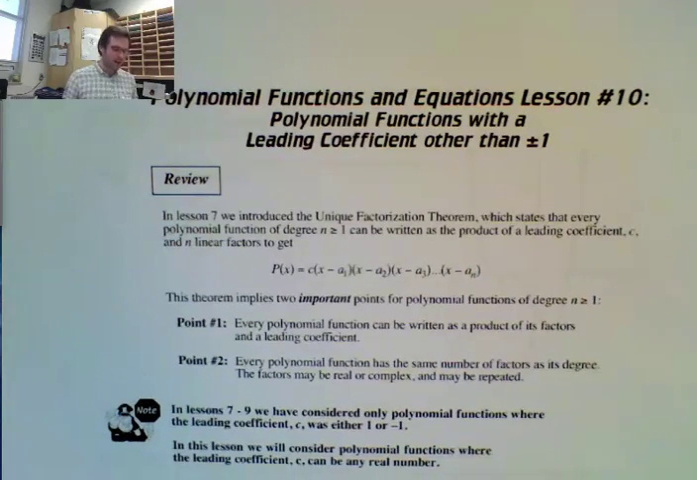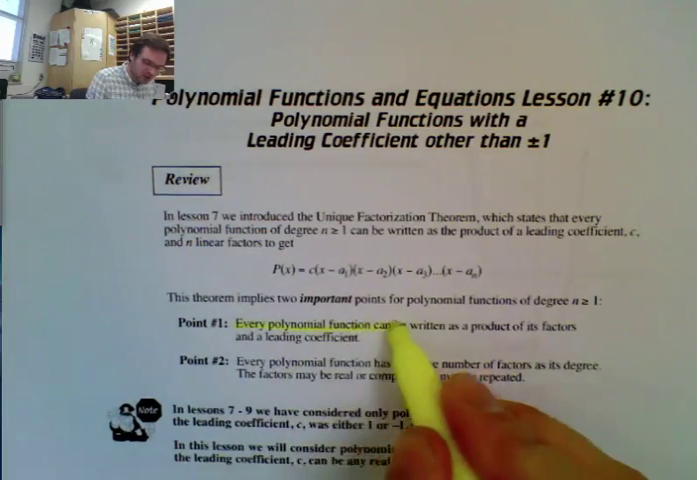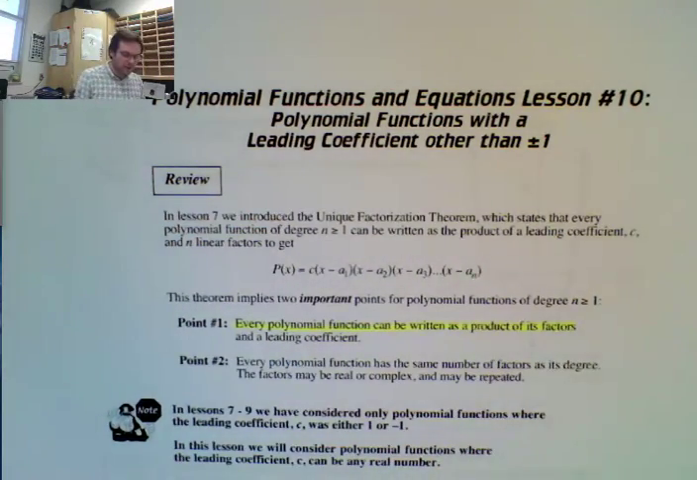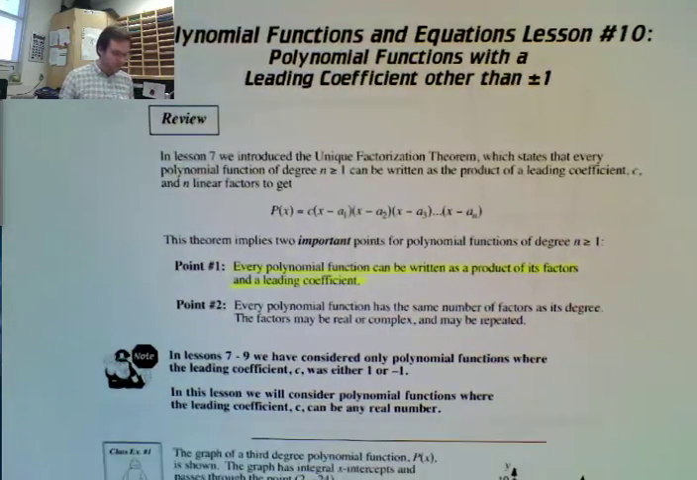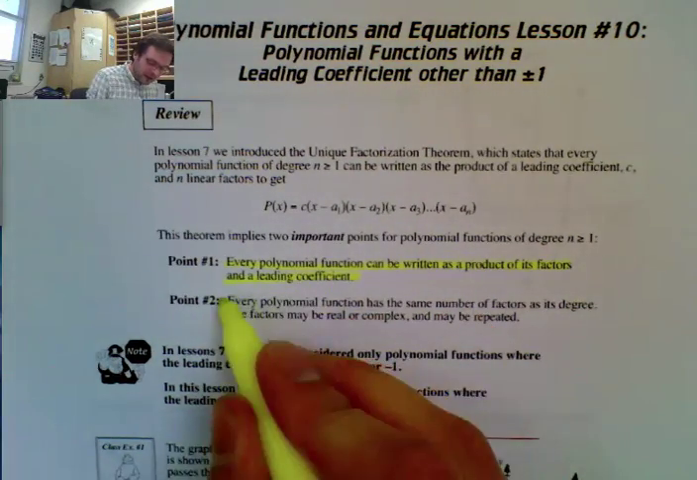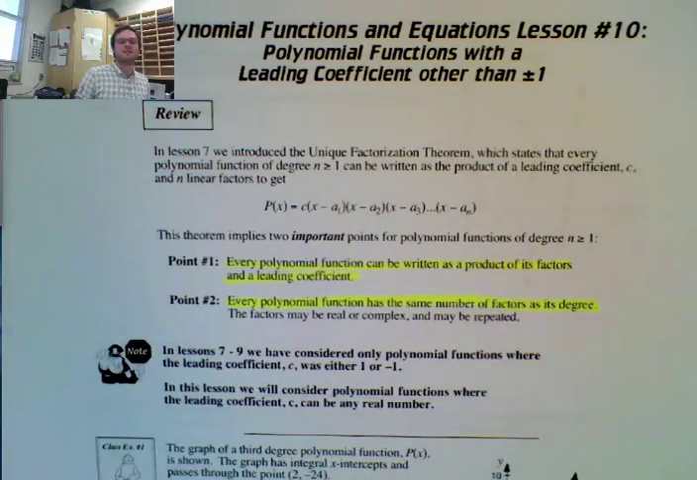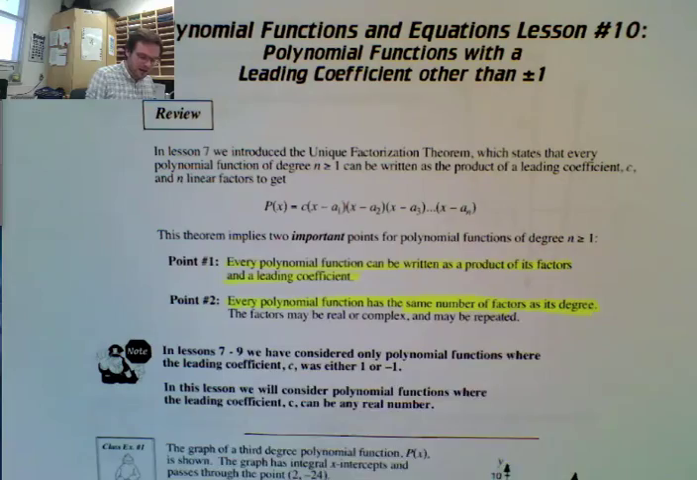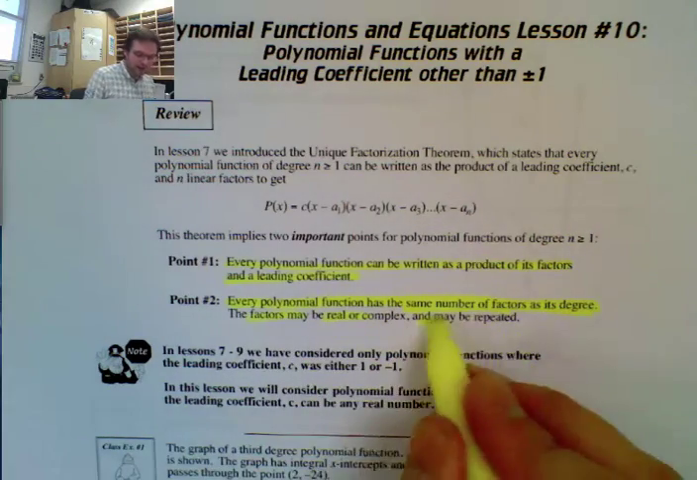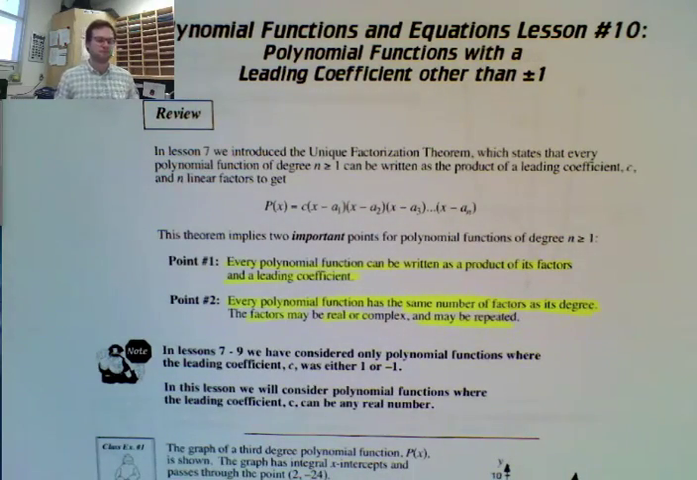Basically, we know already that every polynomial function can be written as a product of its factors and a leading coefficient. So as long as we have all the factors and the leading coefficient, we can multiply them together and find our polynomial function. We also know that every polynomial function has the same number of factors as its degree. Okay? So the number of factors is its degree, and the factors may be real, complex, and may be repeated.